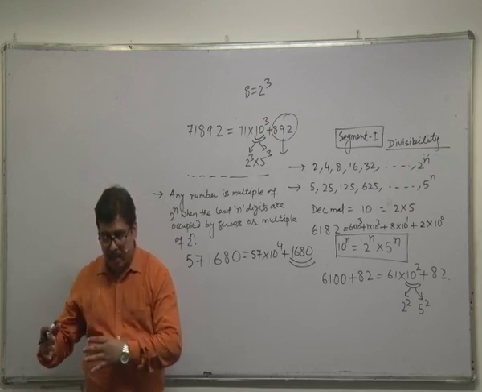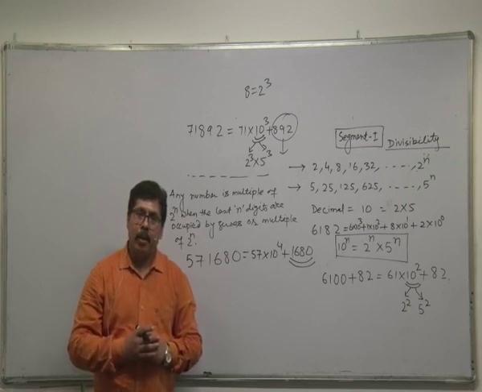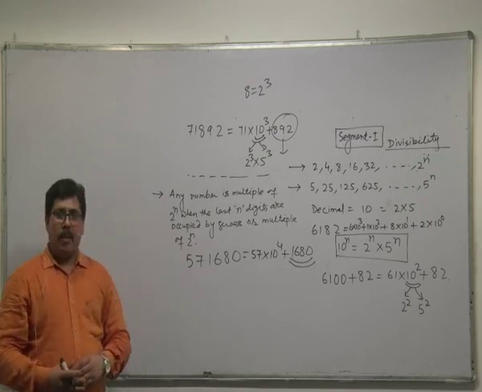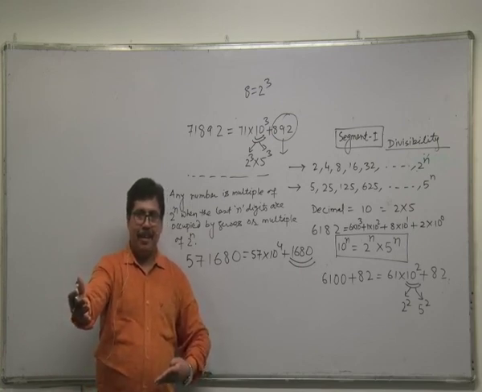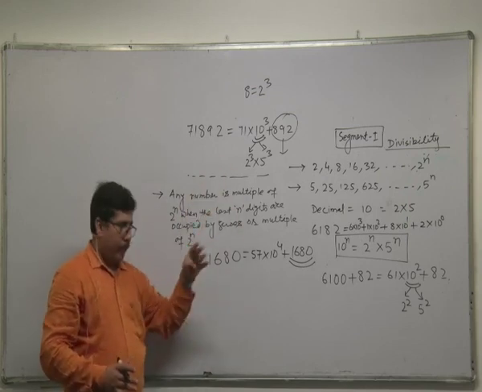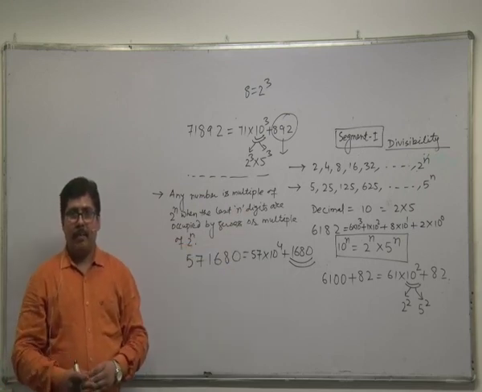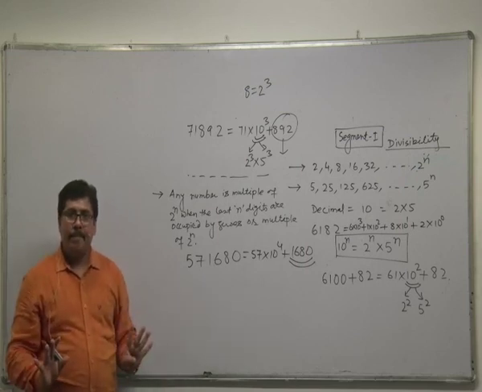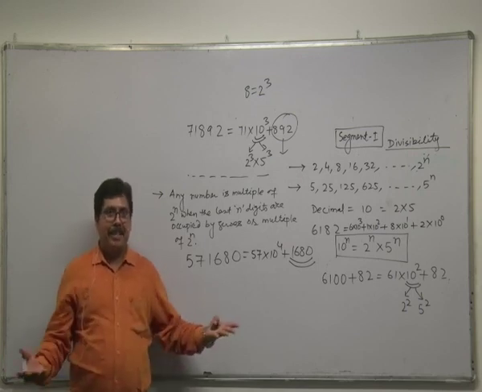Can we extend the similar observation for 5 raised to the power n? Because the divisibility rule of 5 raised to the power n depends solely upon the expansion of the number in terms of 10 raised to the power n. So if this observation fits for 2 raised to the power n, I can extrapolate the same for 5 raised to the power n. I hope this is fine. Can I generalize it? Yes, we can generalize.